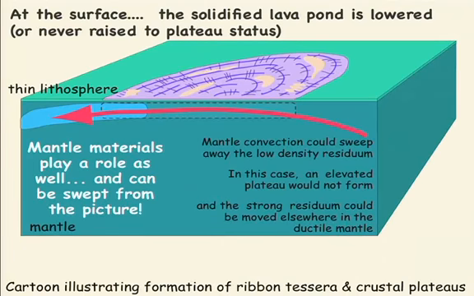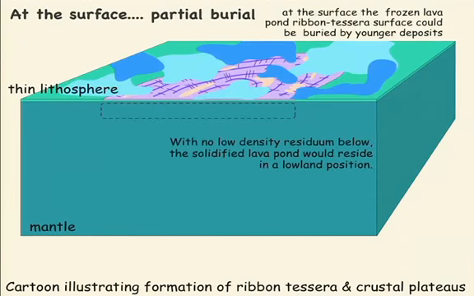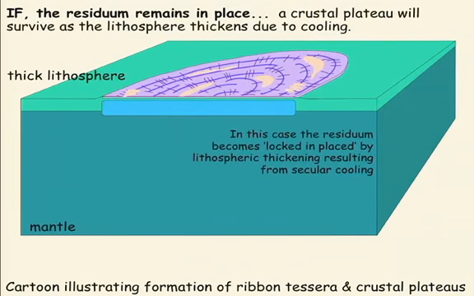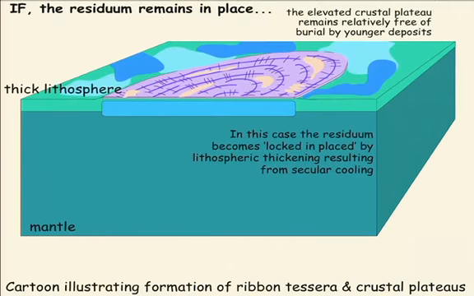Now, that mantle melt residuum is in the ductile mantle. It could be swept away. If it is swept away, what's going to happen? My lava pond isn't high, and younger things can form deposits on it, and I see it in bits and pieces, just as I see on the lowlands in Venus today. But if that mantle melt residuum remains in place, and with secular cooling, I thicken the lithosphere, it becomes locked in place. I've got a crustal plateau. I flood around it, and there are my crustal plateaus preserved that I see on Venus. So I can accommodate both of those.